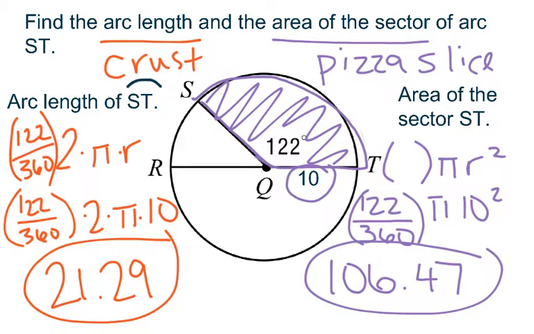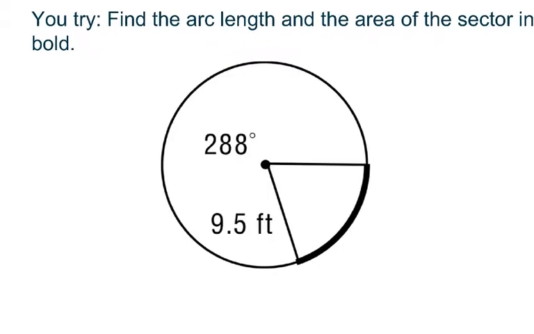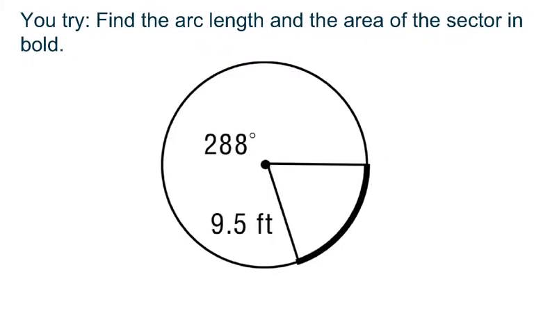So when talking about arc length, we're talking about the crust, we're talking about the circumference, and when we talk about area of a sector, we're talking about a slice of pizza, we're talking about the area formula. Alright, so I want you to try this one. Sorry, you can't see it. I want you to find the arc length and the area of the sector in bold. So I want you to understand that this angle from here to here is 288. So you need to find this little angle, and remember that circles are out of 360.